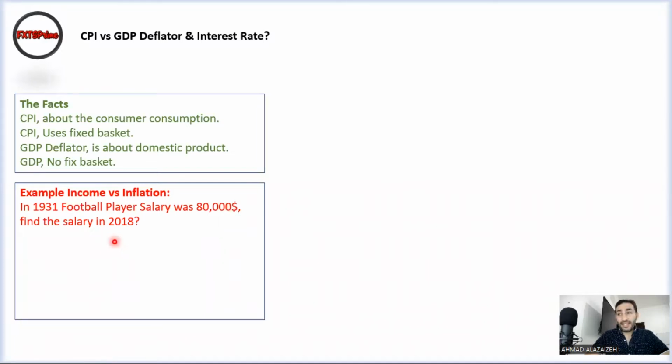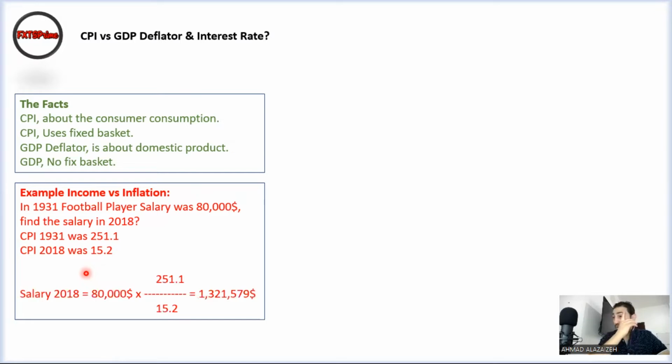And this is only as an example. So now the CPI in 1931 was 251.1, and the CPI in 2018 was 15.2. So the way we look into this, we're going to find the salary in 2018. We take the salary in 1931 and multiply it by the inflation rate in 1931 divided by the inflation rate in 2018. Then we come up with the final salary.